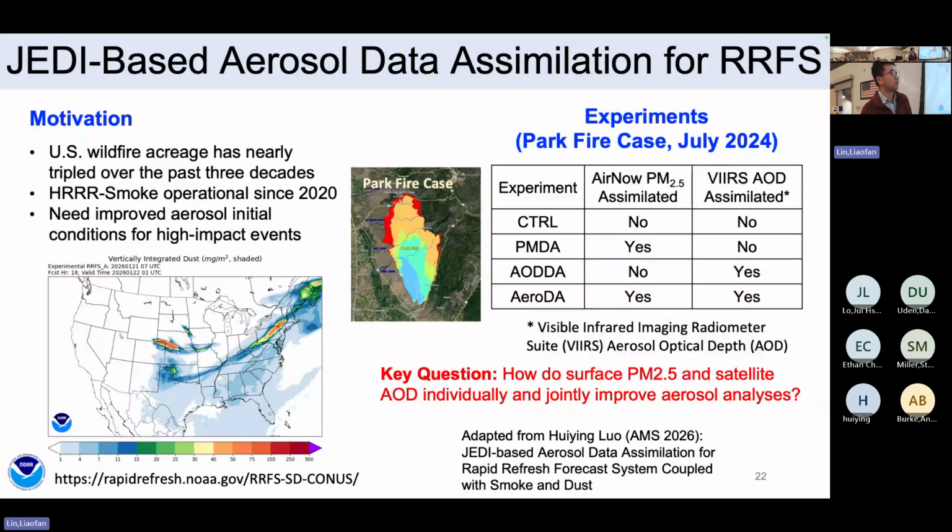The first one is the control. Control is where we assimilate only the conventional and other observations, and we added different aerosol observations one by one. For PMDA, we added in situ PM2.5 observations. For the third one, LDDA, we assimilated the VIIRS, Visible Infrared Imaging Radiometer Suite, aerosol optical depth observations. And the last one combines both PM2.5 and LDDA observations. The question here is how do surface PM2.5 and satellite AOD observations impact jointly and individually?